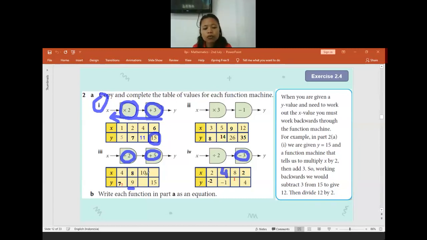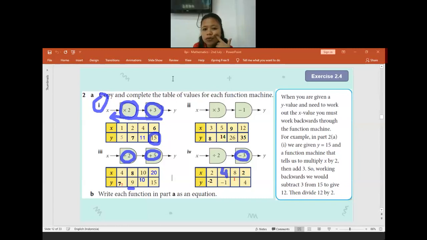And then I have input 10. I want to find the output. So 10 divided by 2 is 5. 5 plus 5 equals 10. And then this is for the output 15. Because I have the output, I need to do it from the back in the opposite way. 15 minus 5 equals 10. After I got 10, I multiply by 2, because this is divided by 2, we have to do the opposite. That's why the input will be equal to 20.